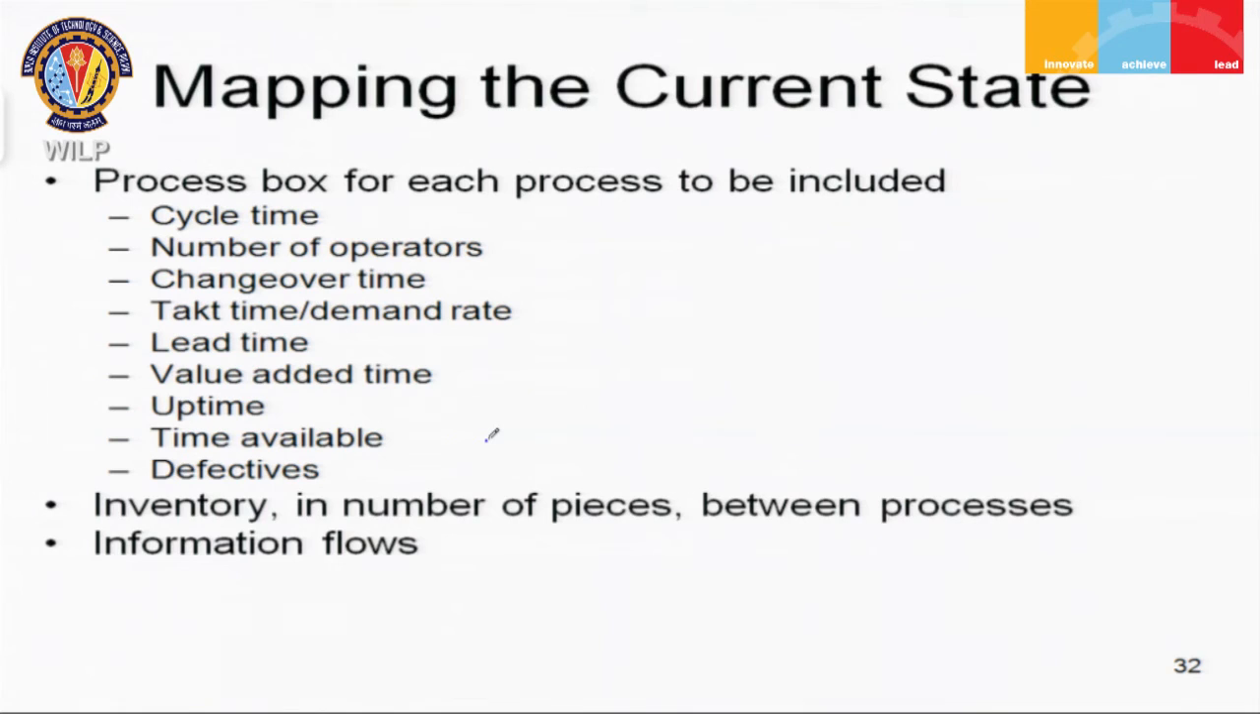One of the things that you do when you are mapping the current state is you have something that we call a process box, and a process box is drawn for each of the processes. You can call it a process box, you can call it a data box, but it includes information such as, and it need not be all of this information in each and every process box, but depending on what you find is going to be important for you, you can record things like cycle time, and we'll define what each one of these terms means in a minute. The number of operators, what are the setup or the changeover time, what is the demand rate or the takt time, and again we will talk about this in a minute.